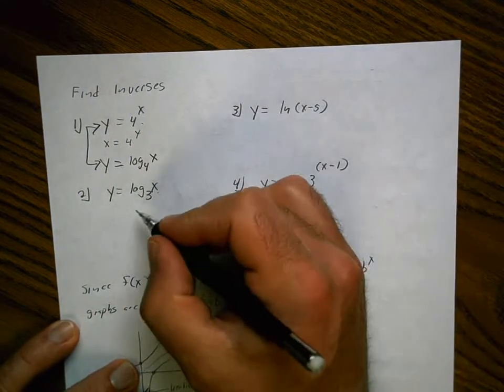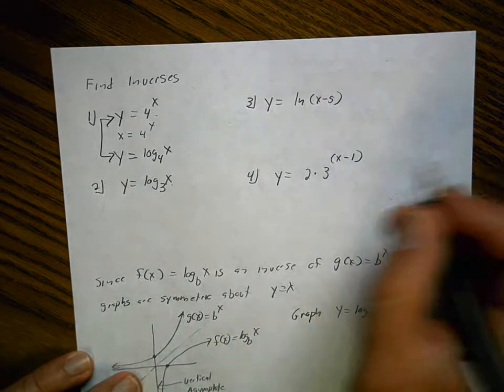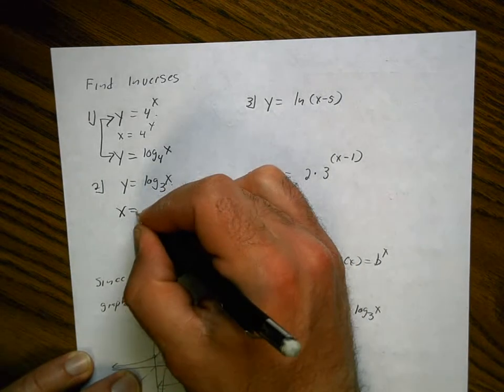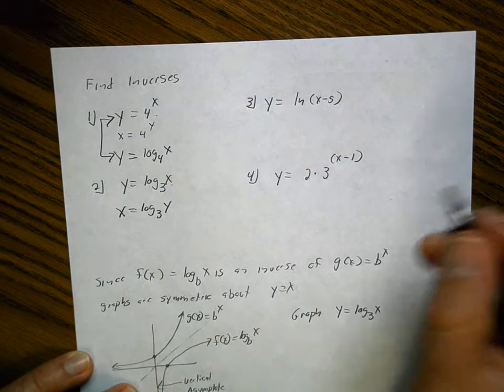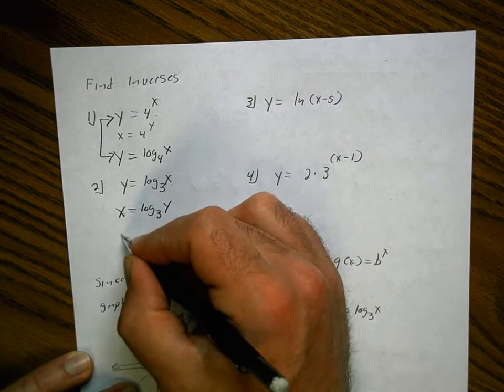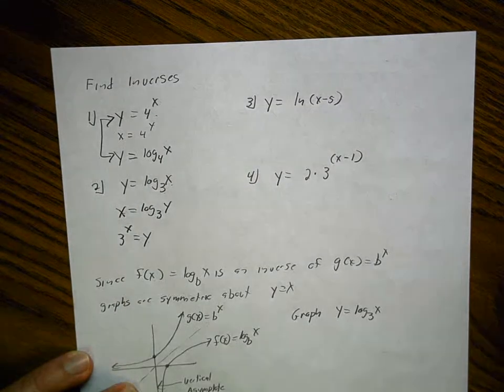This one, number 2, starts out as a logarithm, so its inverse is an exponential. So we swap the x and the y, and now we solve for y. So 3 to the x equals y is how we'd set that one up. So this is the inverse.